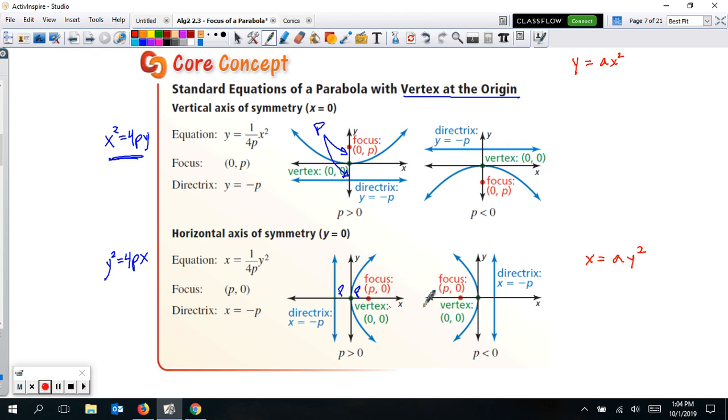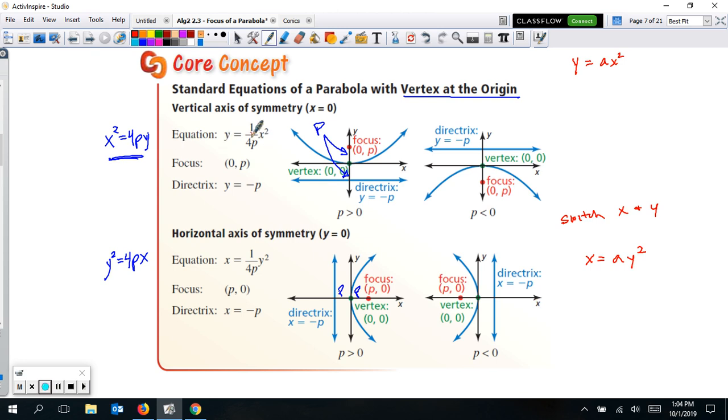But it's just going to be opening left and right if you have it like this, where you switched the x and the y. So in this one we're switching x and y and getting them to open sideways.